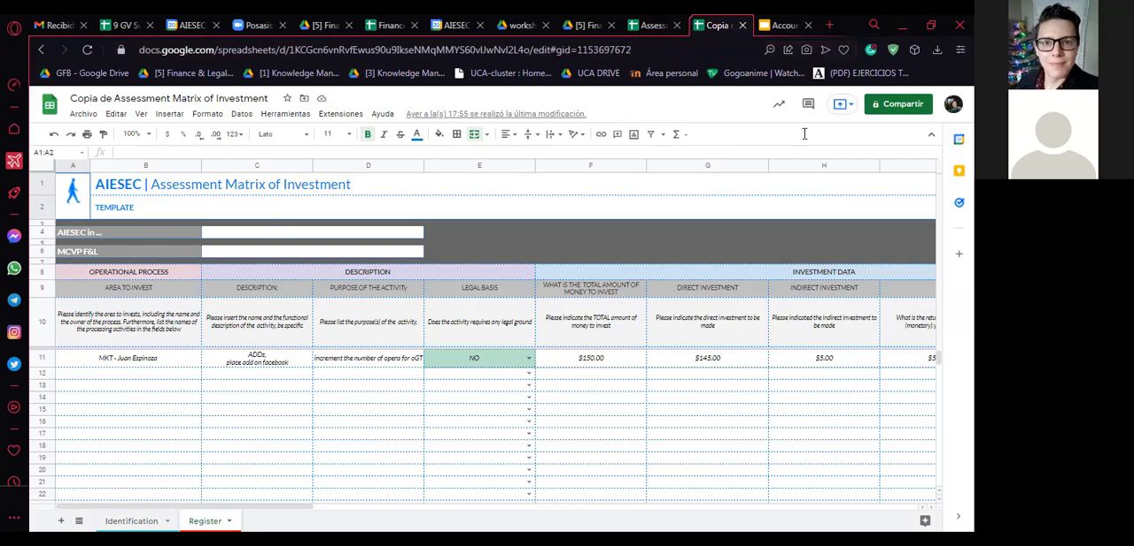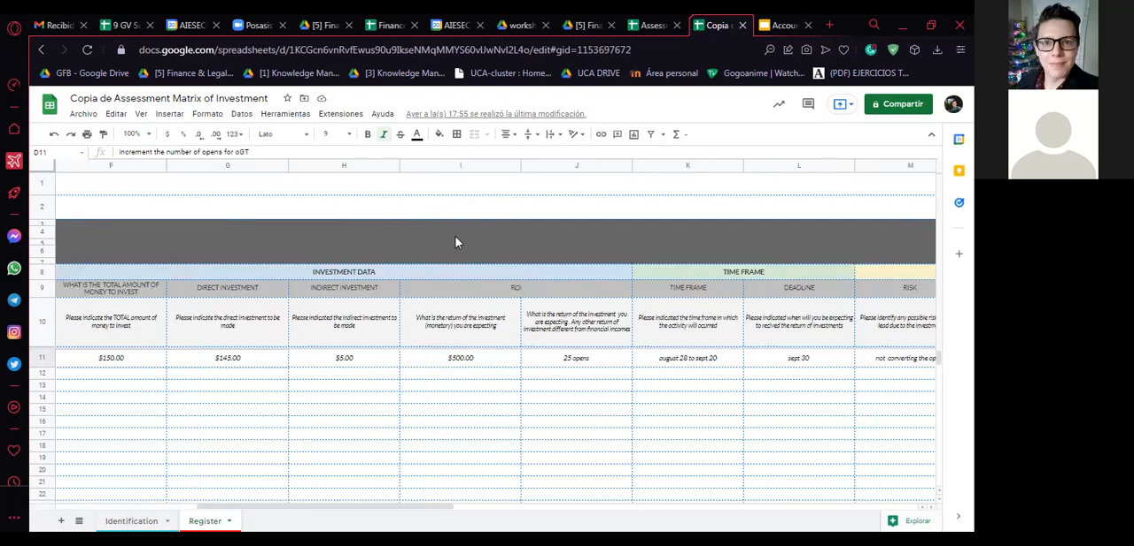Okay, if you see, this is the tool. It is not complicated at all. If you see, the first one is, okay, we're investing in money, as we said. So we place the marketing area, who is responsible for that area. What is the description? They are ads, which is placing ads on Facebook. The purpose of the activity is to increase the number of opens for OGT. Does it have a legal basis? No, it doesn't. Perfect.